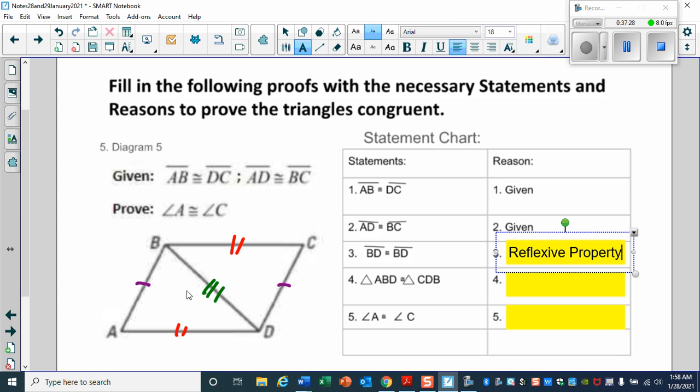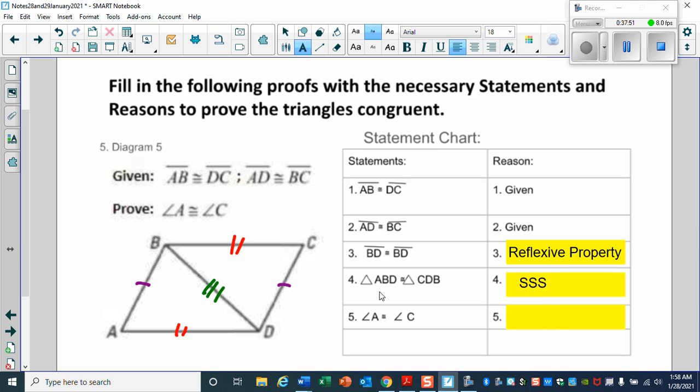Tells us those two are congruent. And then from there, the two triangles are congruent because ABD has 1, 3, 2, and then CDB has 1, 3, 2 as well. That's going to be a side, side, side.